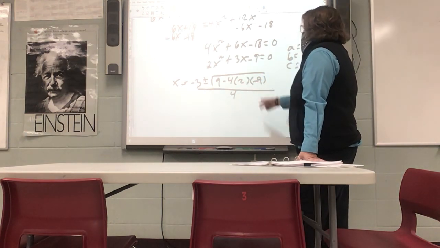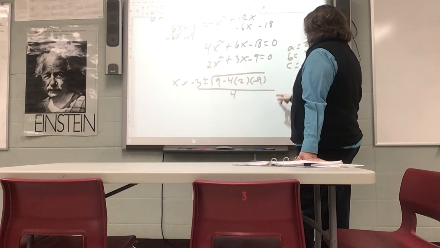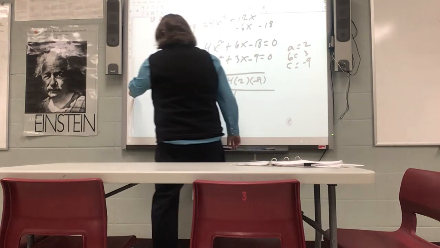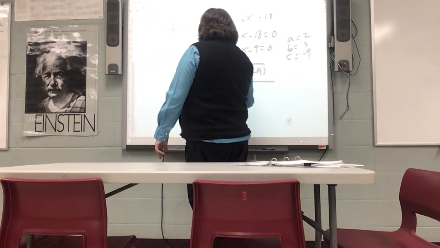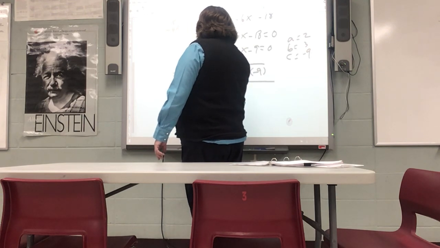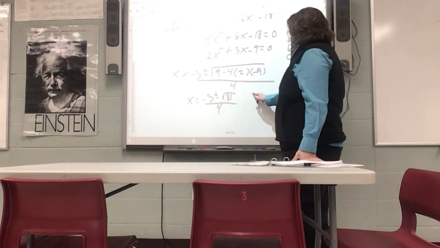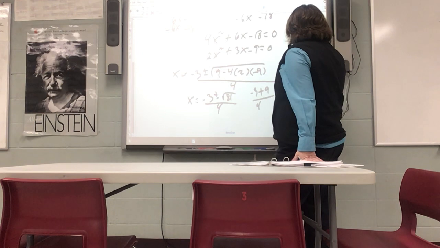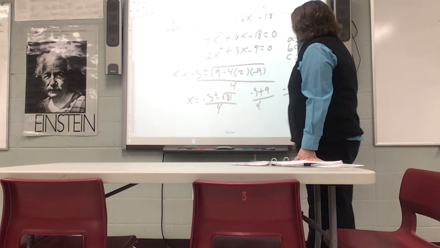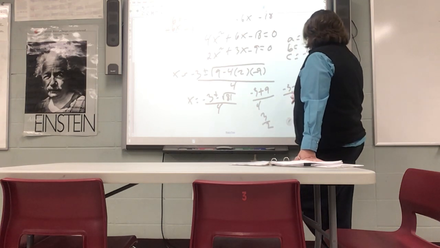So 9 plus 72 is 81. I'm doing some mental math. I hope y'all are checking me. And then the square root of 81 can be positive or negative 9. So we go to negative 3 plus 9 and divide it by 4, and negative 3 minus 9 and divide it by 4. 6 divided by 4, so that's 3 halves. Negative 12 divided by 4 is negative 3.